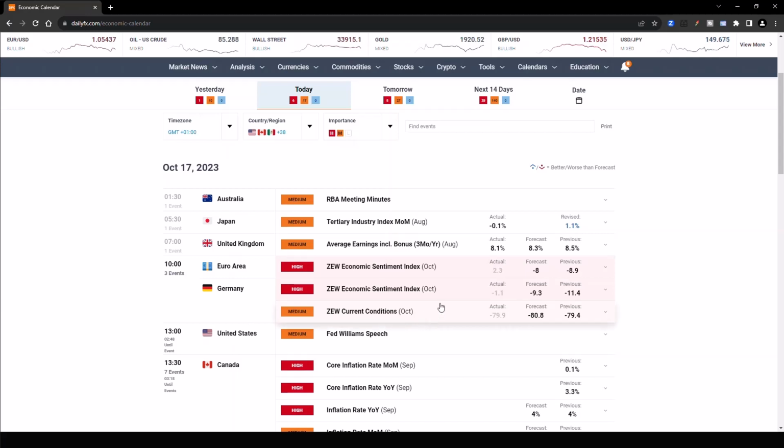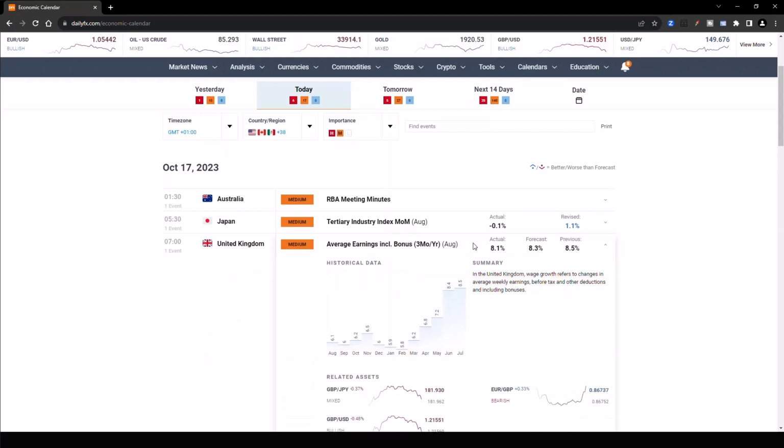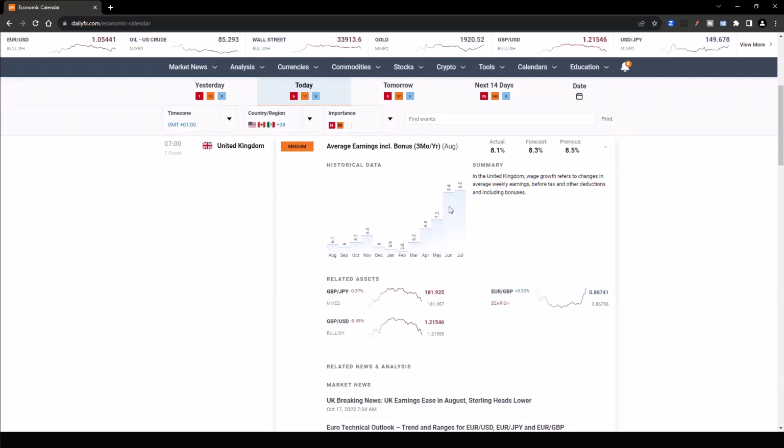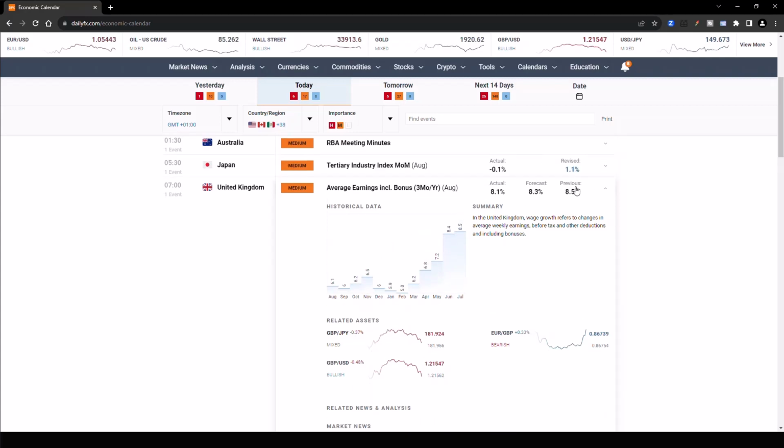Okay then, let's have a look at an example of some news. So we can see this is news that affects the United Kingdom, and this is average earnings for the last 3 months. Now, what we see here is 3 sets of numbers, okay? So we have the previous, and if I just click on this, it will expand, and we can see some historical data, and we can see that the previous one was 8.5%, okay, which is this figure here.